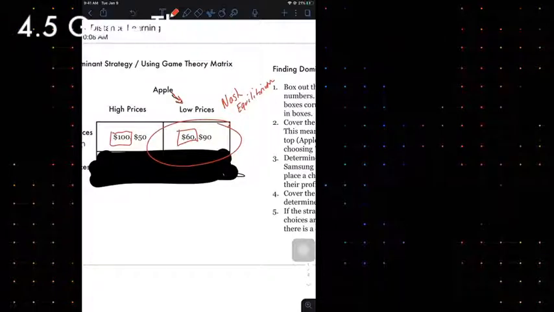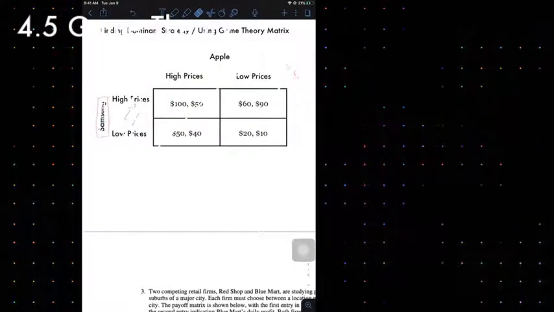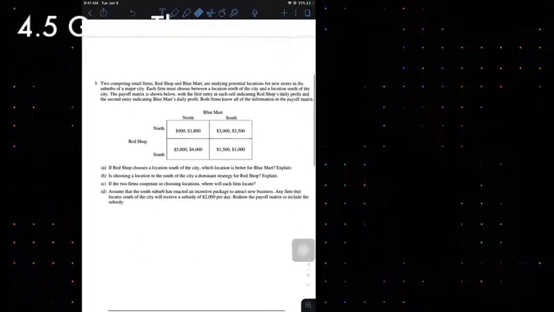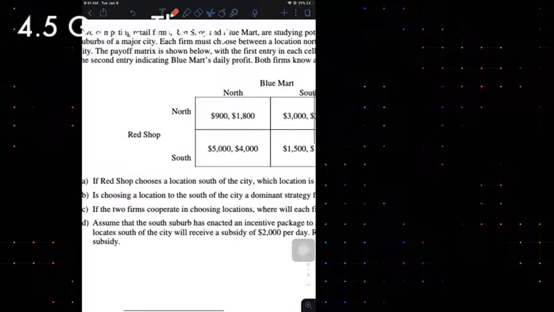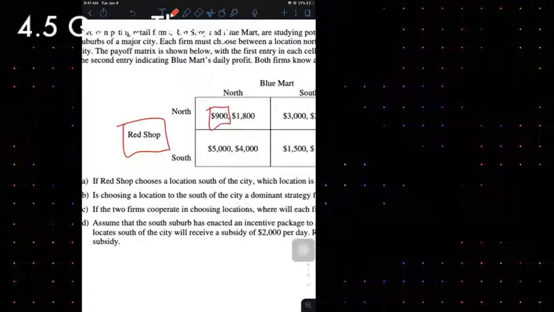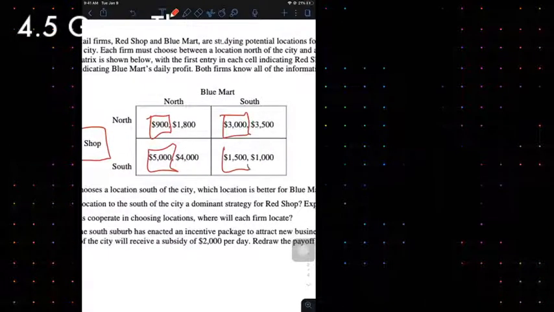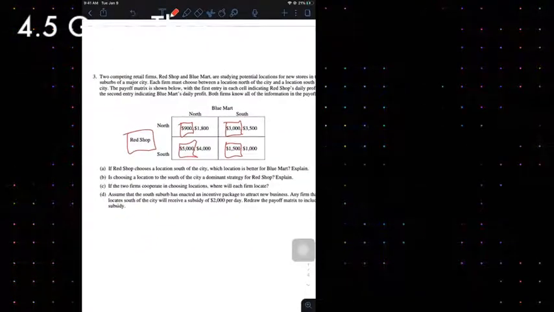Now, in this next example, we're going to look at an actual FRQ from the College Board. Okay, so let's do that. We have Red Shop and we have Blue Mart, and like I said, the first step is boxing out the numbers on the left. We box out these numbers on the left, right?